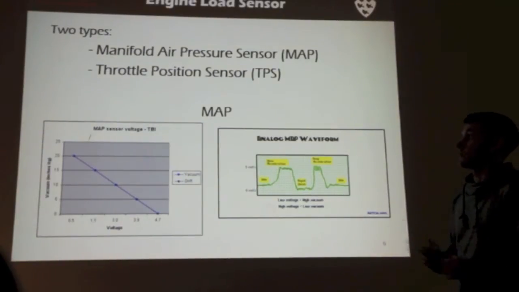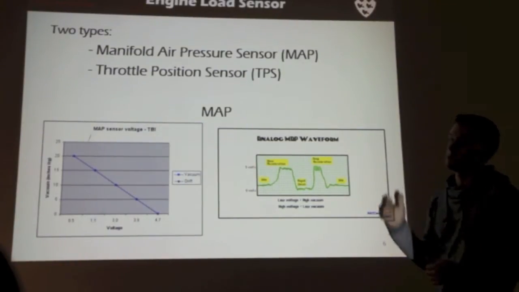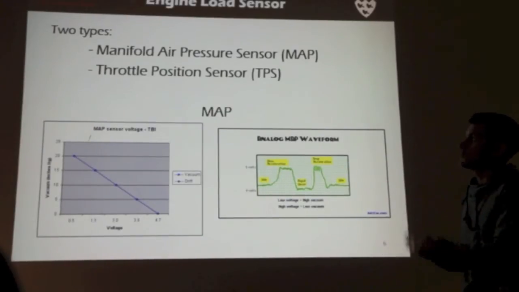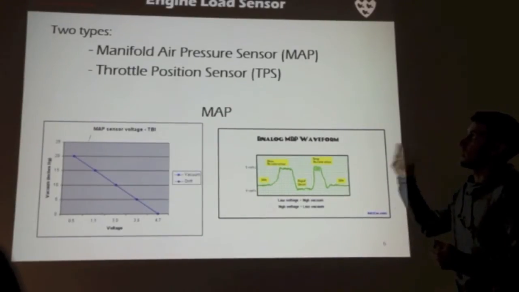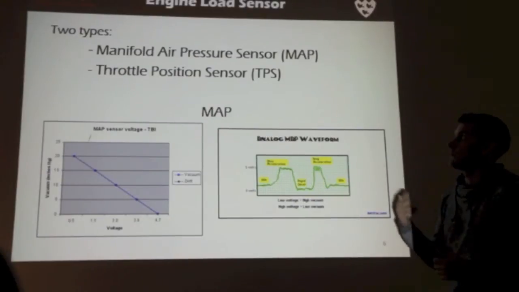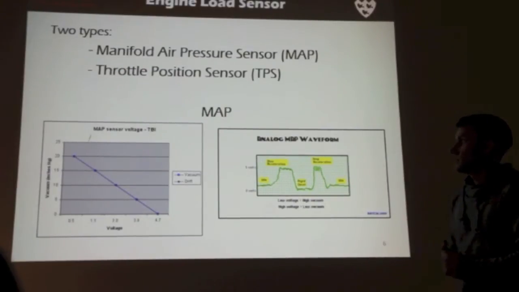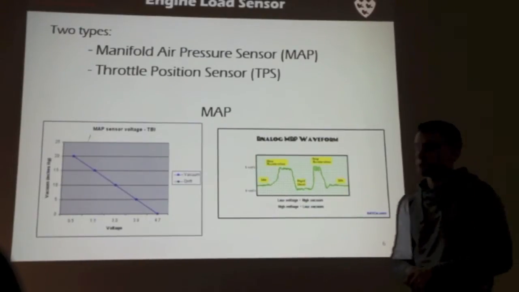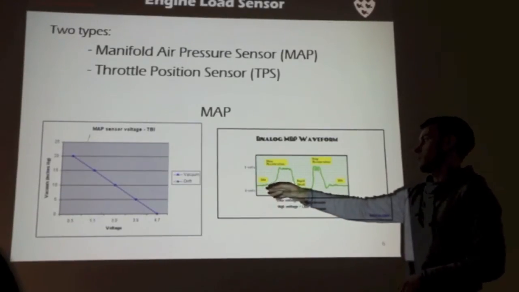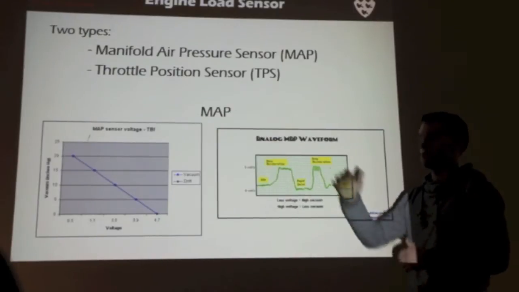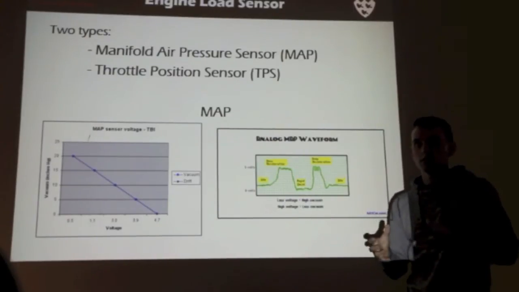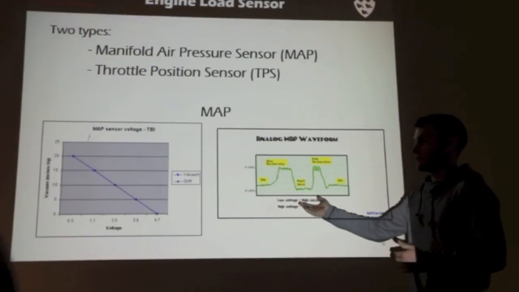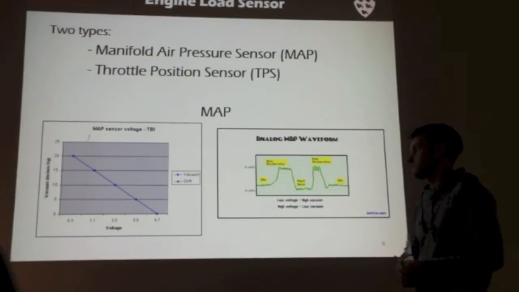The next necessary sensor is the engine load sensor. Essentially there are two different sensors: the manifold air pressure sensor, or a throttle position sensor. This is the manifold air pressure sensor. Basically, as the vacuum within your intake decreases, your voltage increases.